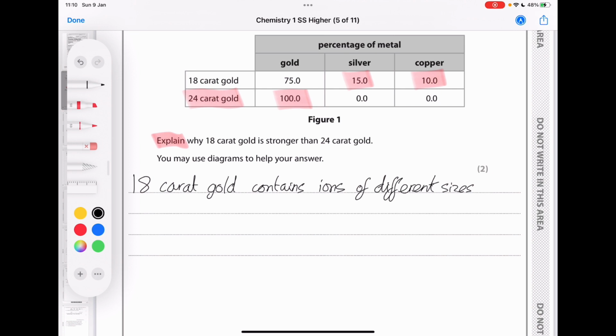The mark scheme actually irritatingly talks about atoms rather than ions, but ions is the better phrase. Then, that is my statement of fact. However, the explanation is the more important part here, and the explanation is that the different sized ions or atoms prevent the layers of metal ions from sliding over each other.